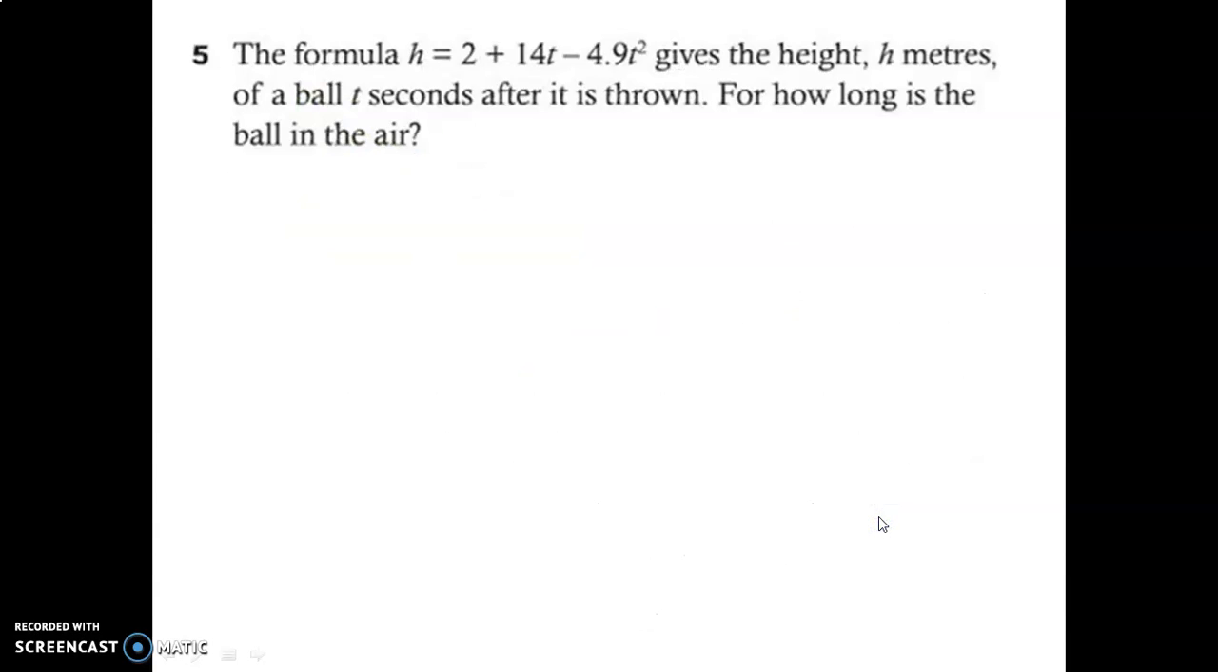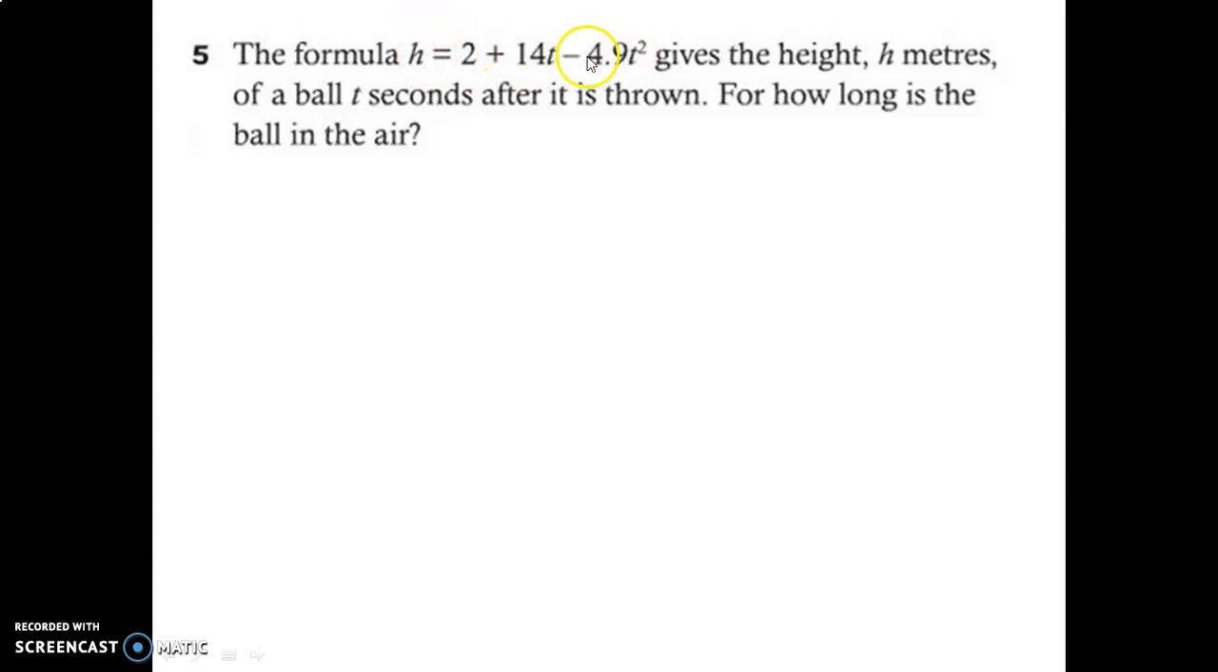Okay, let's try another one. Another common applied problem in quadratics is when we have a height formula, because when we throw things on planet Earth, they follow a parabolic path through the air because of gravity. So we often have these height equations which have a parabolic shape.